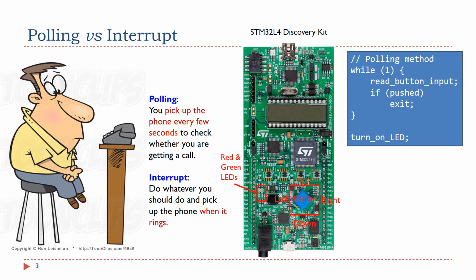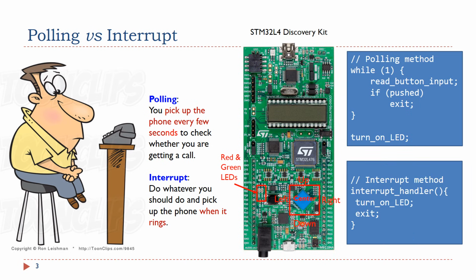The polling method is a busy waiting approach, in which the processor repeatedly reads the input until the button is pressed. It is easy to see, the polling method is simple but inefficient. The interrupt approach is much more efficient than polling.